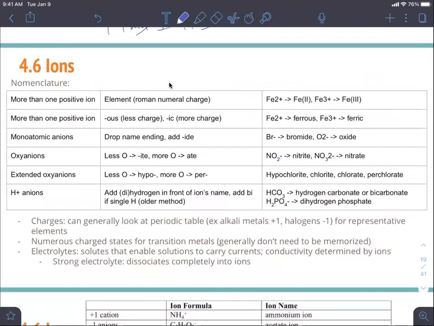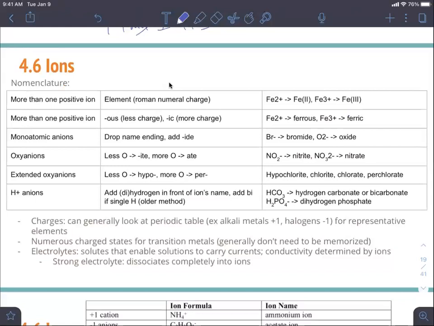Okay, so most of the stuff about ions was actually just basic nomenclature. Basically all you could do here is memorize this stuff. So if there's more than one positive ion, a cation is a positive ion, then you could just write the element name with a Roman numeral charge. Like iron 2 plus would just be written as iron with Roman numerals 2. And same thing for iron 3 plus.